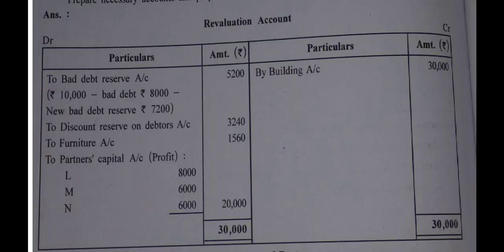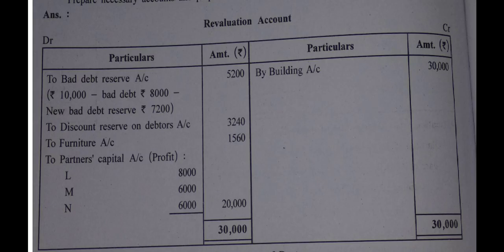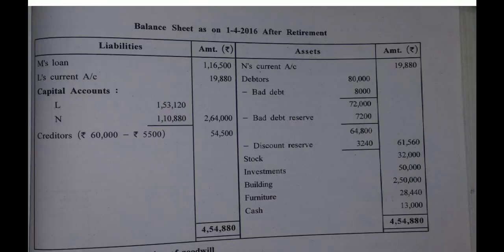The next thing is stock. We do not have any adjustment in relation with stock. So again, it is to be written as it is in the new balance sheet. You can see 30,000 in the old balance sheet and 30,000 in the new balance sheet as well.